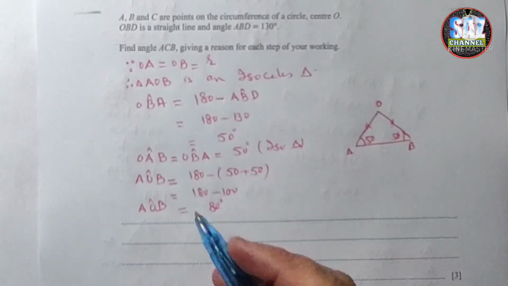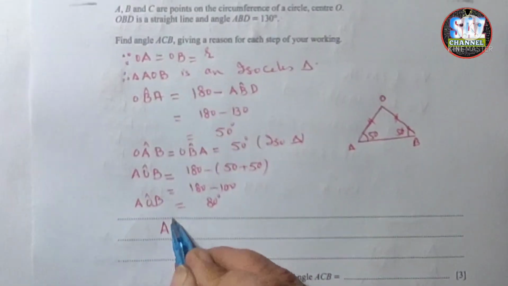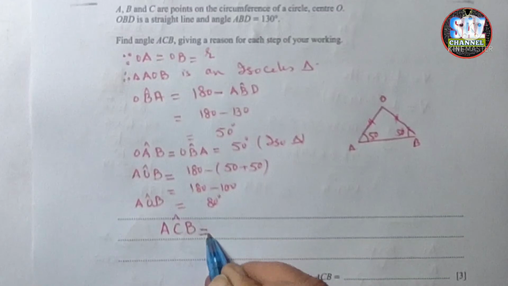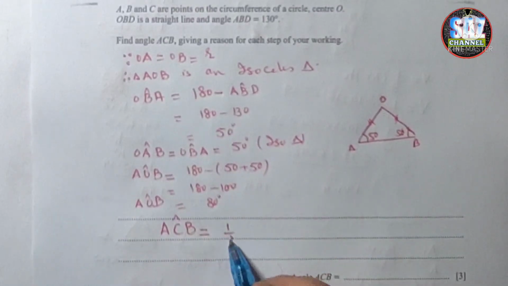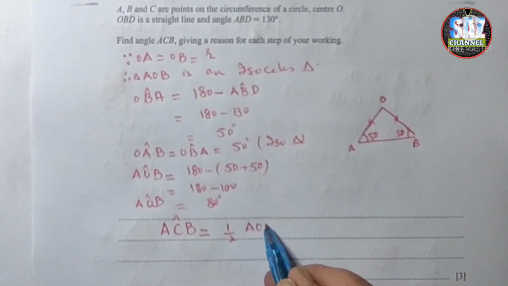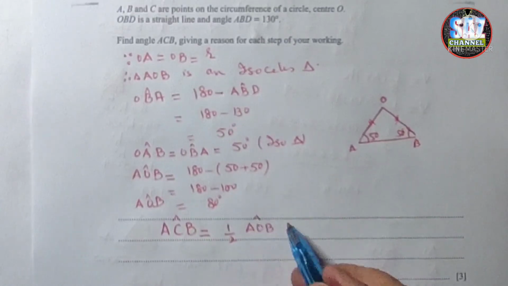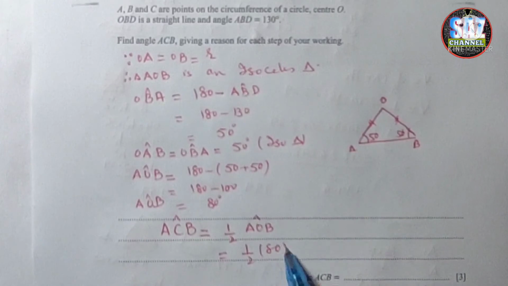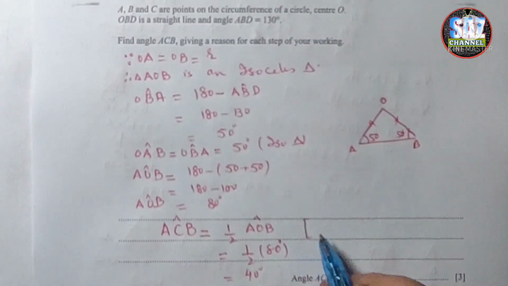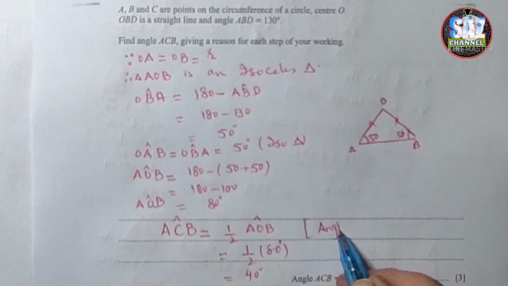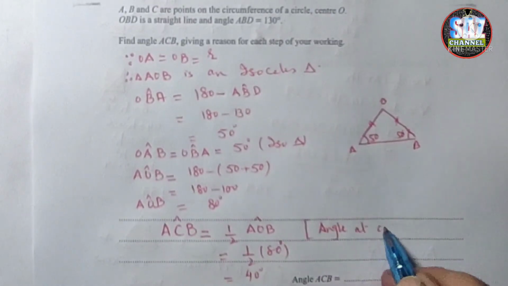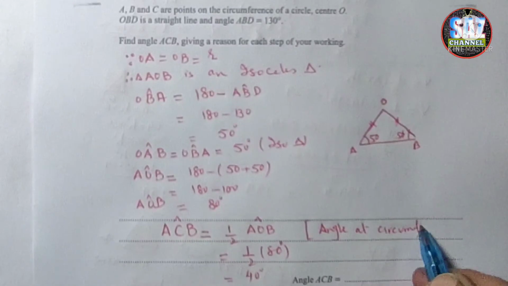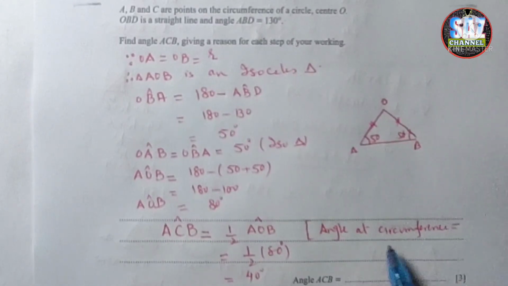So for ACB, equals half of angle AOB, which is equal to half of 80 degrees, which is equal to 40 degrees. And the reason is angle at circumference equals half angle at center.